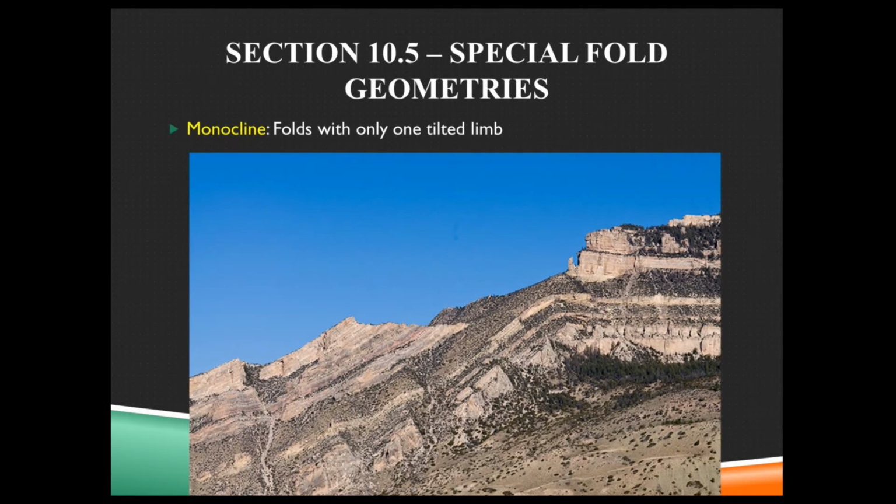Now, sometimes we have strange special folds. We can have a monocline. Only one limb is tilted. You can see right here, the left-hand limb is tilted, and to the right, there's no tilt. The layers are nice and horizontal, like we'd expect them to be right after they were deposited. So this is a monocline.